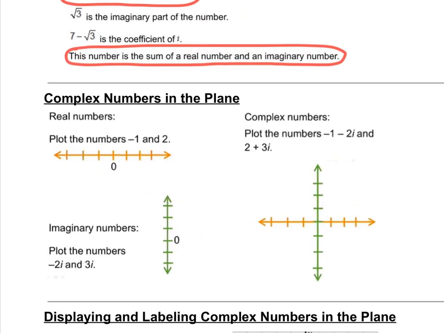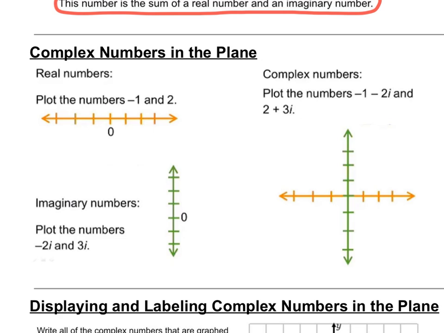All right, so let's go down here and talk about complex numbers in the plane. We can actually graph these numbers. The x-axis is the real numbers, and the imaginary numbers are like your y values. If I were to plot the numbers negative 1 and 2, here's negative 1, and here is positive 2. Now, if I were to plot the imaginary numbers negative 2i and 3i, negative 2i is going to be down here, 2 away from 0, and 3i is 3 away from 0.